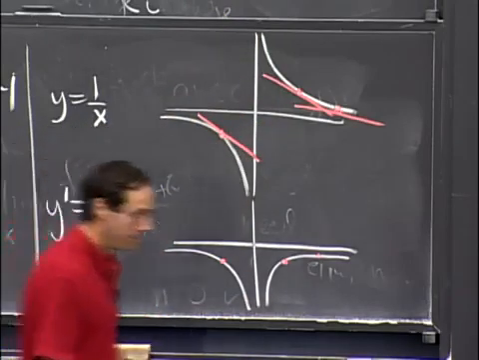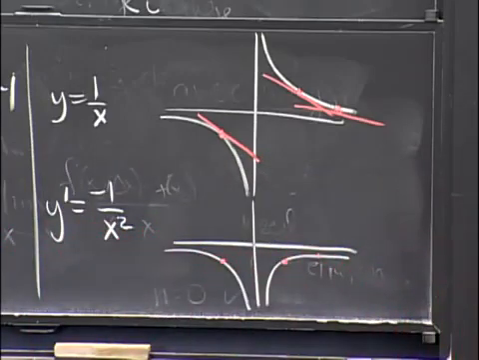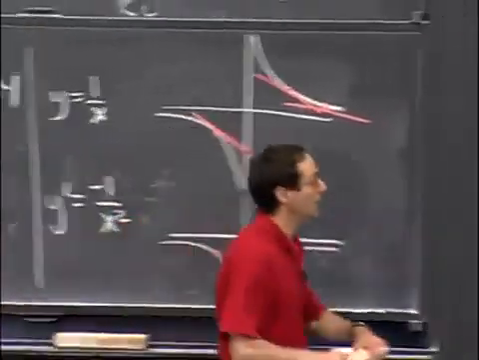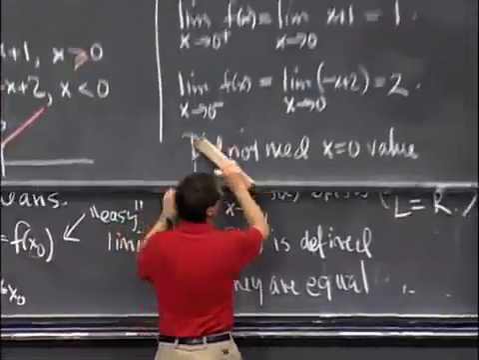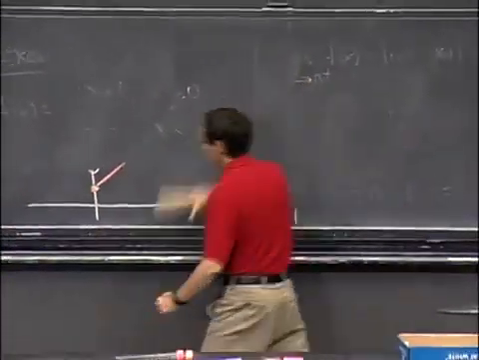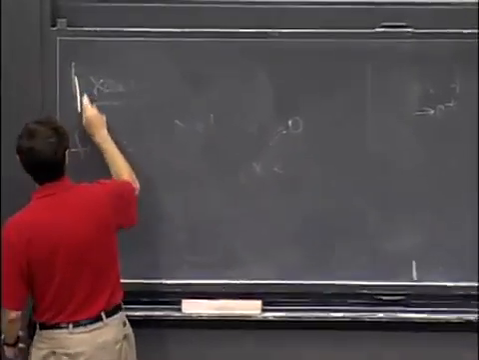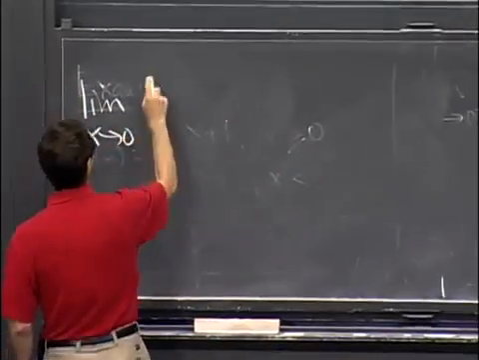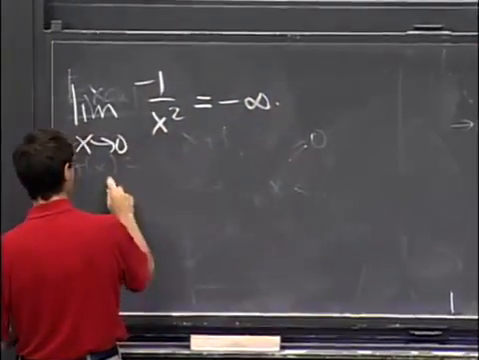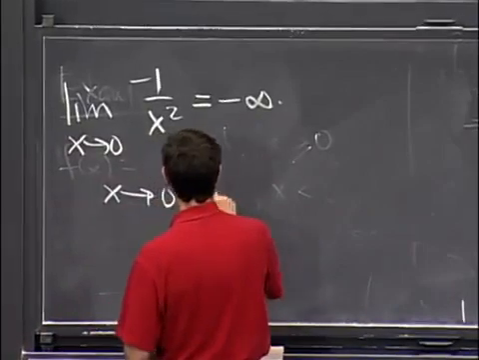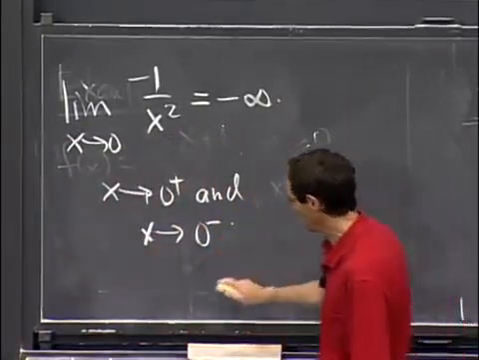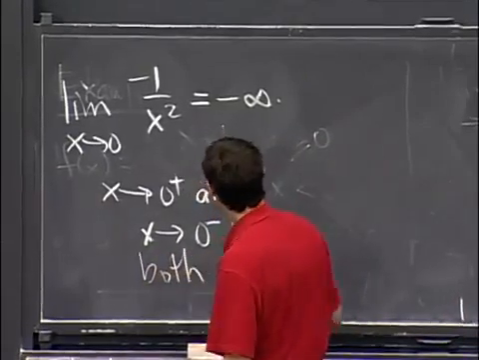And the notation that we use for that is well suited to this left and right business. Namely, the limit as x goes to 0 of negative 1 over x squared is going to be equal to minus infinity. And that applies to x going to 0 plus and x going to 0 minus. So both have this property.